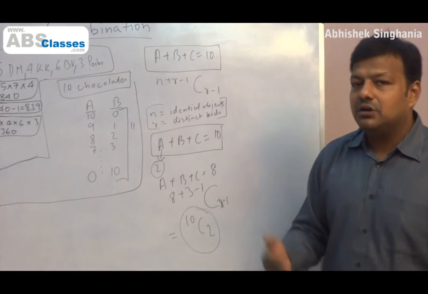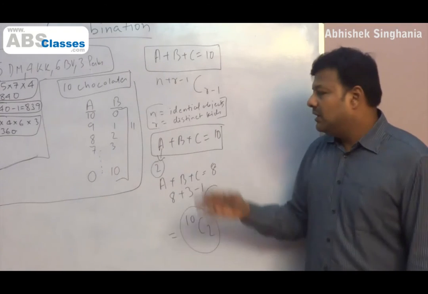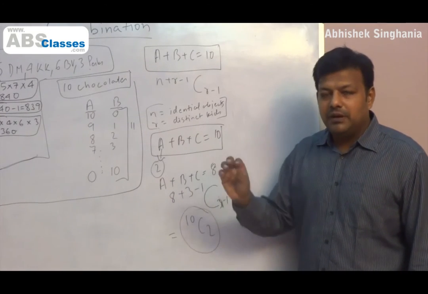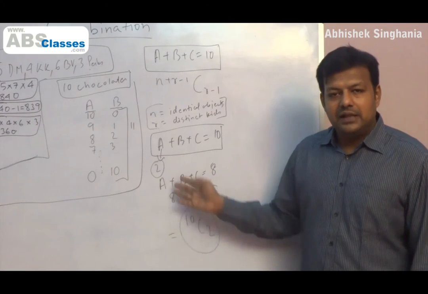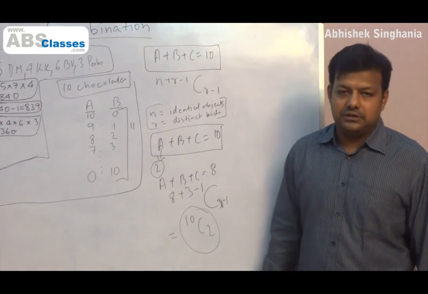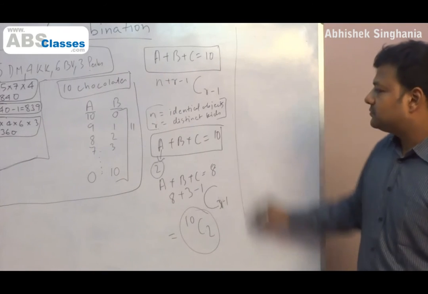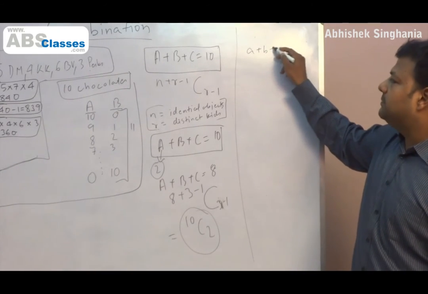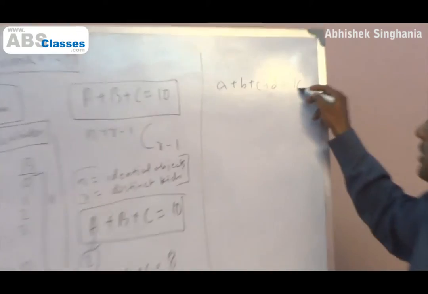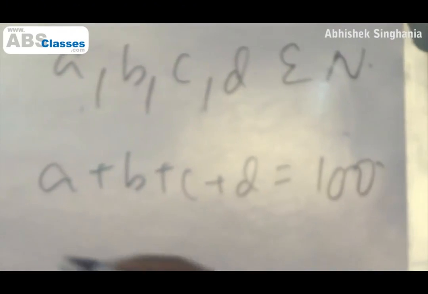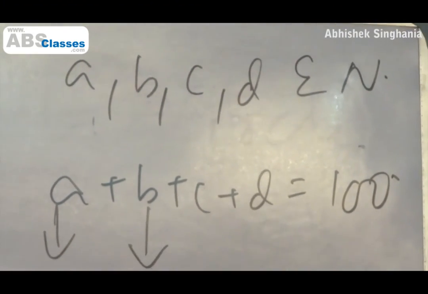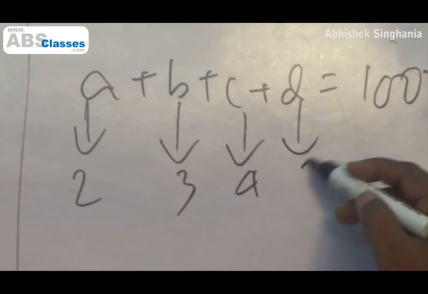In case that is not there, then how to override that problem? Whatever is their minimum value, give it to them, reduce your total by those minimum values and then apply the formula and you will still have the answer. Let's take a very simple case. Say A plus B plus C plus D is equal to 100, where A, B, C, D are all natural numbers. Minimum value of A is 2, B is 3, C is 4, D is 5.